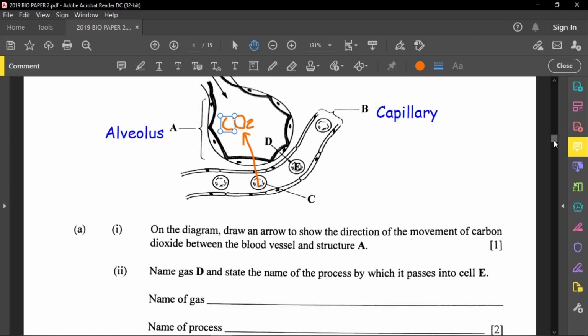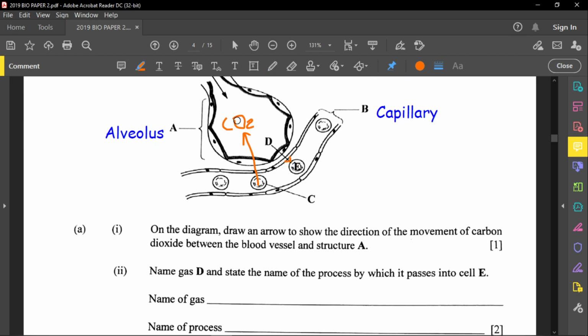All right, so next part of the question now reads: name gas D and state the name of the process by which it passes into cell E. So I want to label, name this gas D, and the arrow is coming in. I'm not showing it so properly. Let me just draw that for you real quick. The arrow is showing you coming in this way. Okay, so the arrow is going in.